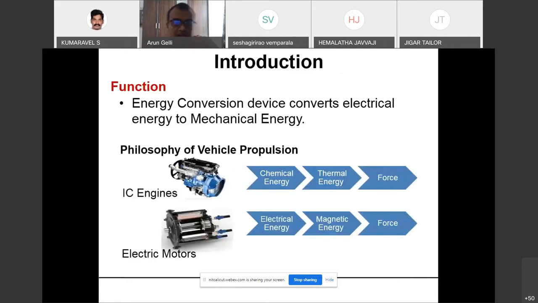So, an introduction to motors. What is a motor? A motor is a machine that converts electrical energy to mechanical energy. It takes electrical energy from the battery and converts it to mechanical energy that can be used for the vehicle to move ahead. In comparison, in an IC engine, chemical energy is stored in the form of petrol, diesel, or even CNG. The chemical energy is converted into thermal energy, and then a force is created using the IC engine. Whereas in an electric vehicle, the electrical energy is stored in the battery and converted into magnetic energy through the motor controller and the motor. Then the force is created at the output of the motor that is used for transporting the vehicle. That's the basic introduction.